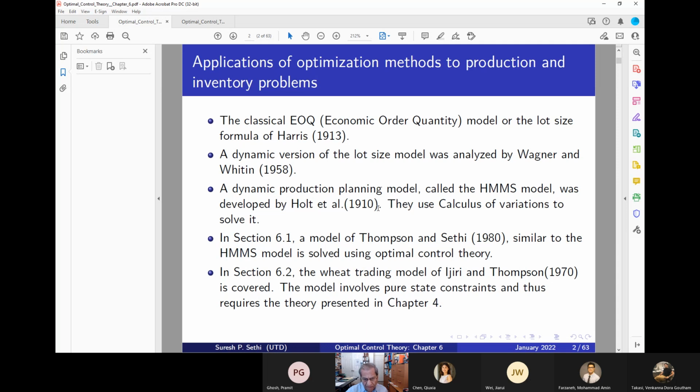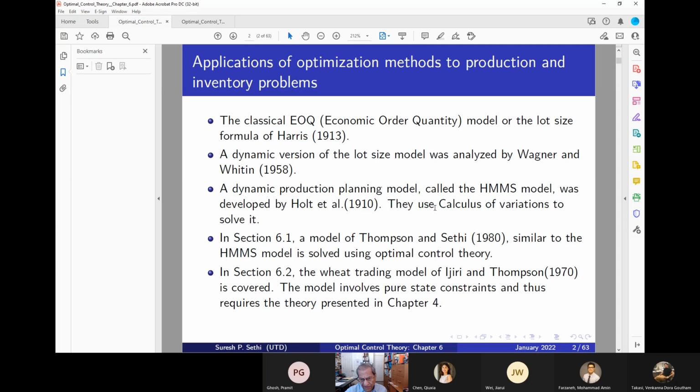So, no, this is not correct. How come 1910 is showing up here? Yeah, this should be 1960. No, it cannot be 1910. I'll have to check that.